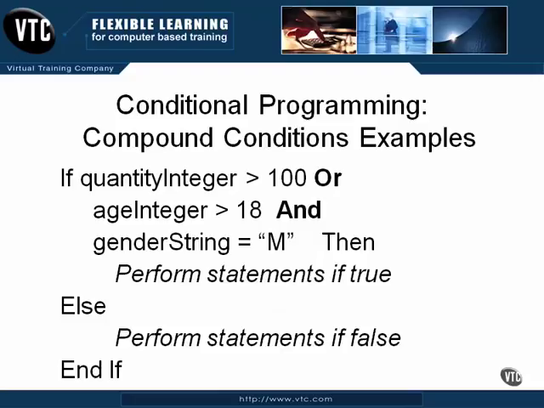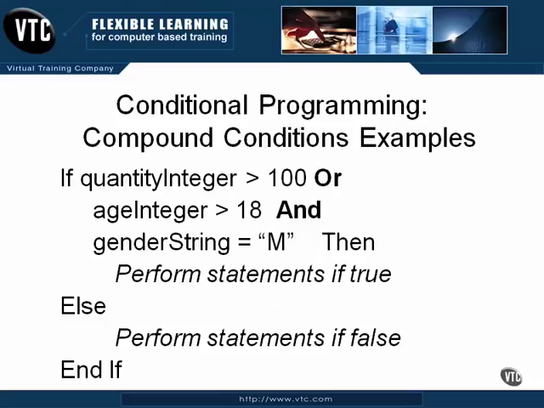You can also combine the use of the words OR and AND in the same statement. For example, you could say if quantity integer is greater than 100 or age integer is greater than 18 and gender string is equal to M, presumably evaluating as a male as opposed to a female, then this statement will be considered true. However, it's important to note that with an OR and an AND in the same statement, what is joined by the AND statement is always executed first.